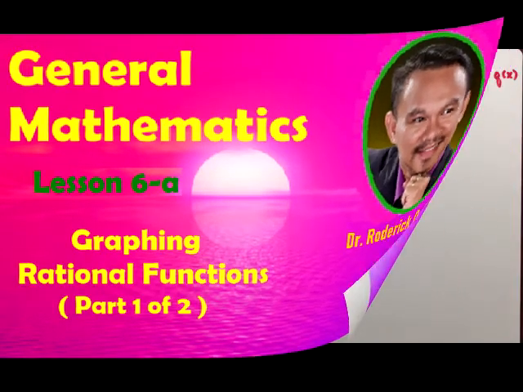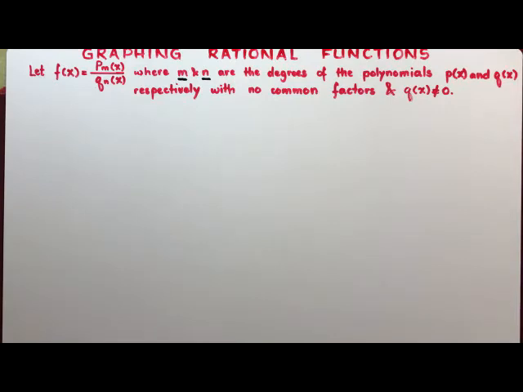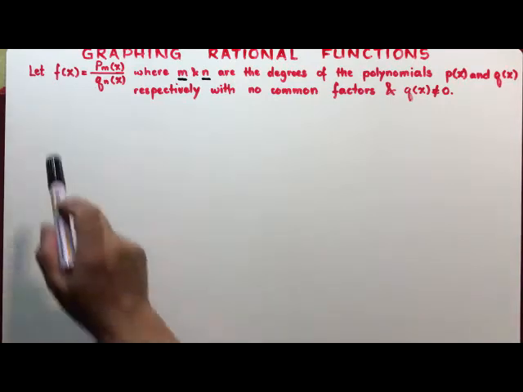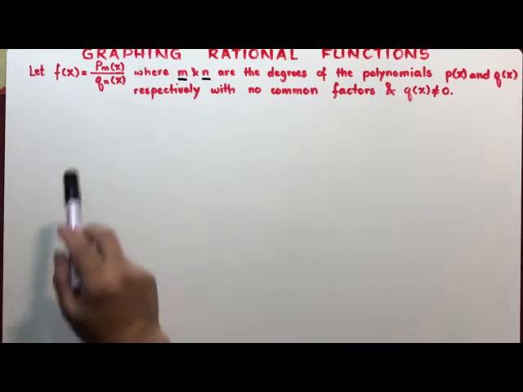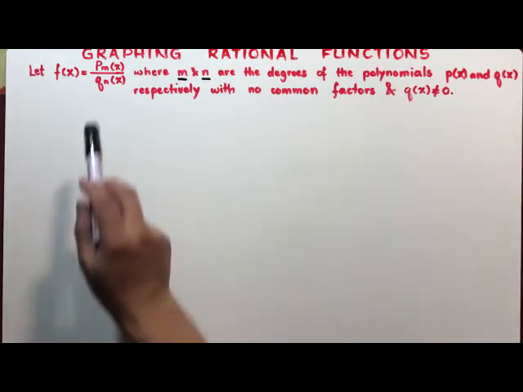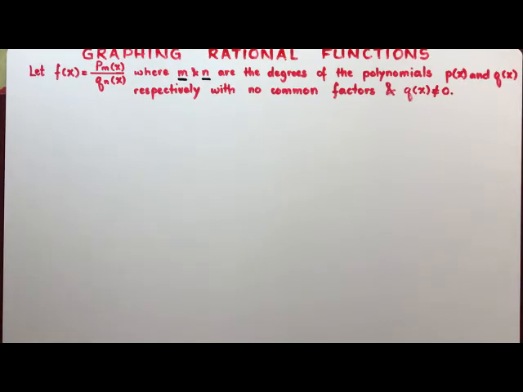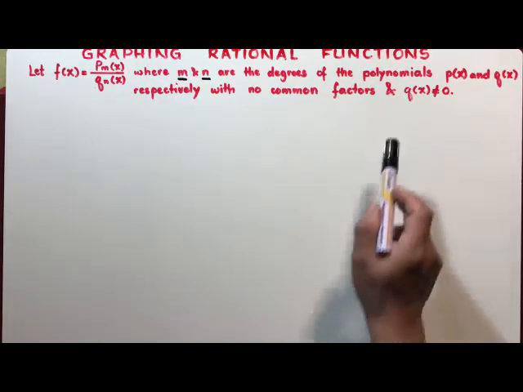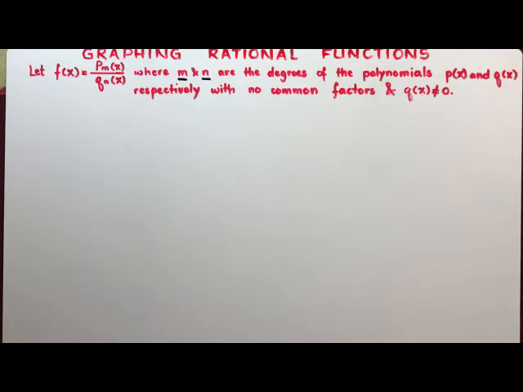In this video, I will be discussing how to sketch the graph of a rational function. So let the function f be the ratio of two polynomials p of x and q of x, where m and n are the degrees of the polynomials respectively with no common factors, and the polynomial q of x must not be equal to 0.